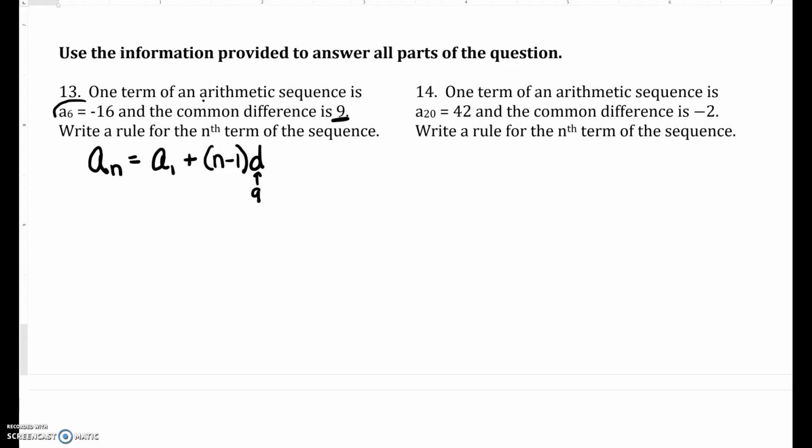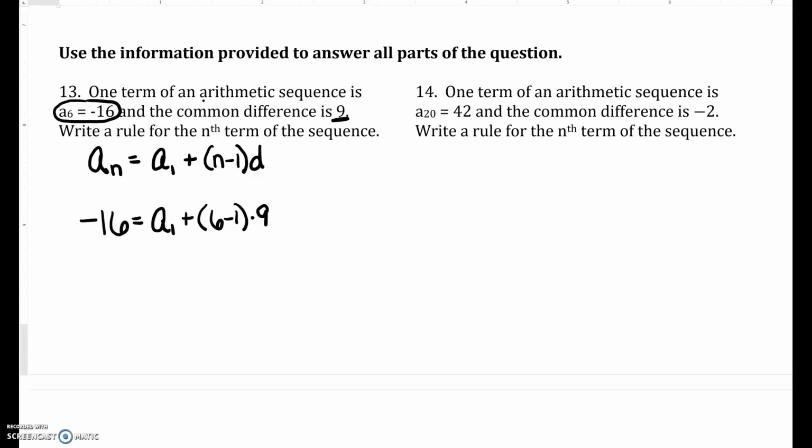In this little statement, a sub 6 equals negative 16. 6 is the n, negative 16 is the term. So you're putting negative 16 in place of the nth term, and because negative 16 is the sixth term, you are going to use 6 in place of n. Now you've filled in everything except for a1, so now we can do some math and figure out what a1 is.